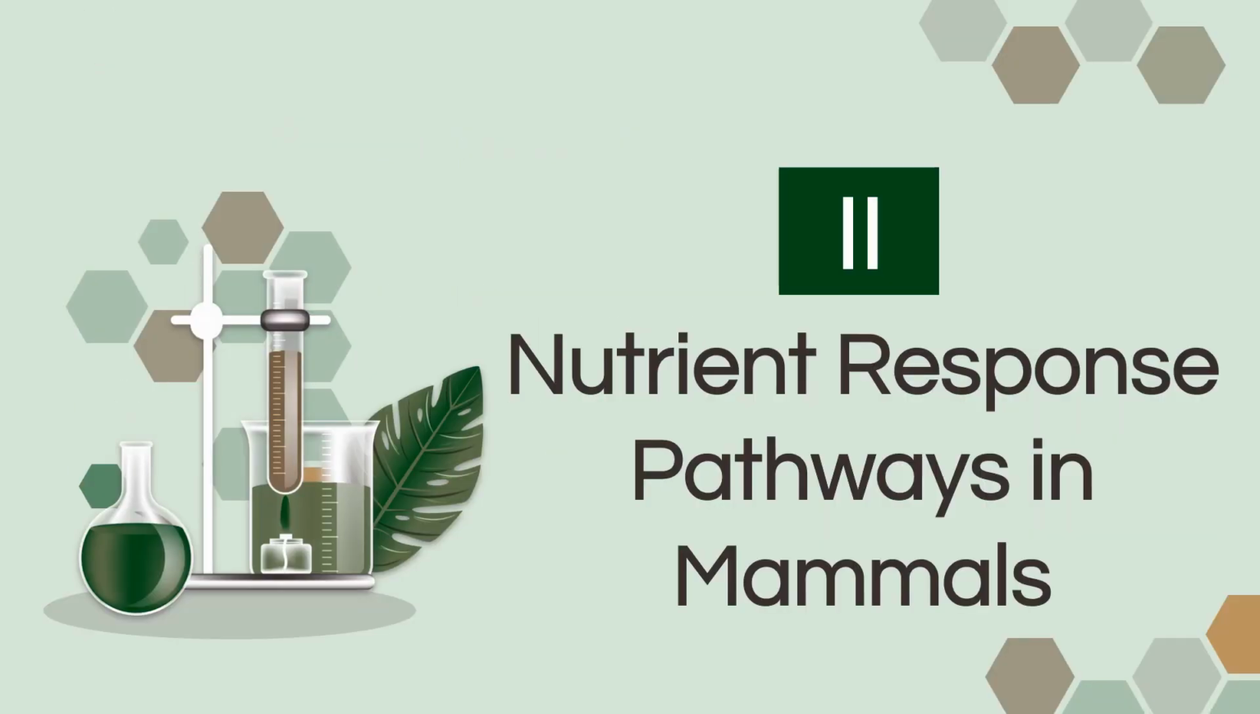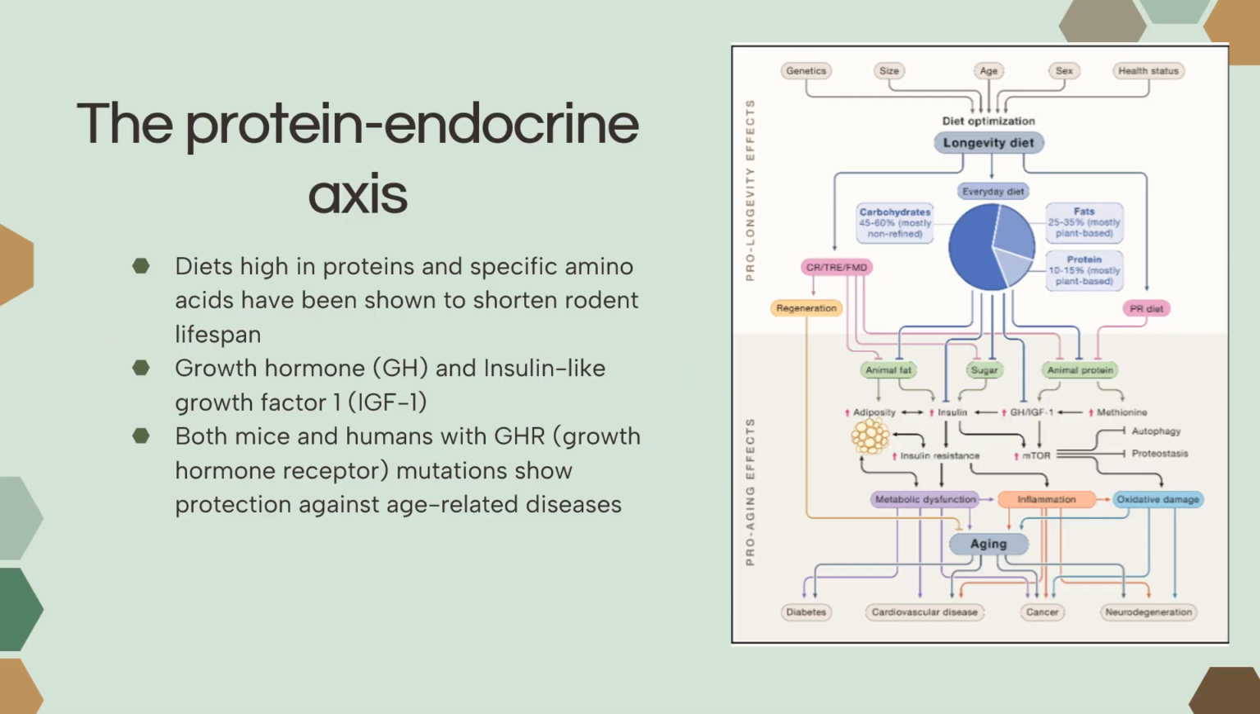Within this section, we are going to explore the effects of specific nutrients on the genetic pathways that regulate aging and diseases within mammals. It has been seen that diets high in proteins and specific amino acids in rodents have led to a shortened lifespan because growth hormone signaling and insulin-like growth factor have been increased, and this can be seen because when genetic mutations occur that cause these factors not to be present, the rodent will then live longer.